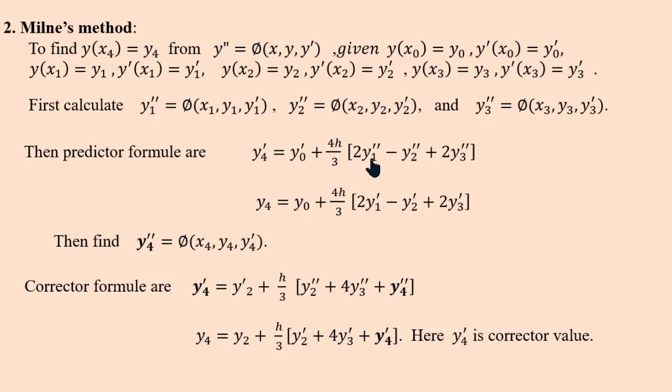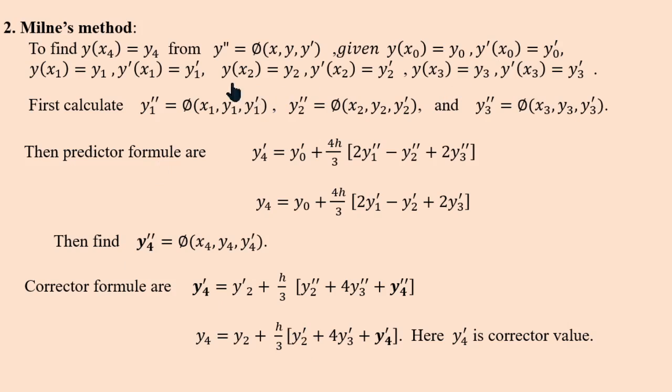Here y1 dash, y1 double dash, like that. Same logic here. After calculating y4 double dash, use it here. Y2 double dash, that we already calculated, 4 into y3 double dash, and this new y4 double dash, that is y4 dash. After calculating y4 dash, y4 is this corrector value, y2 plus h by 3 into y2 dash.